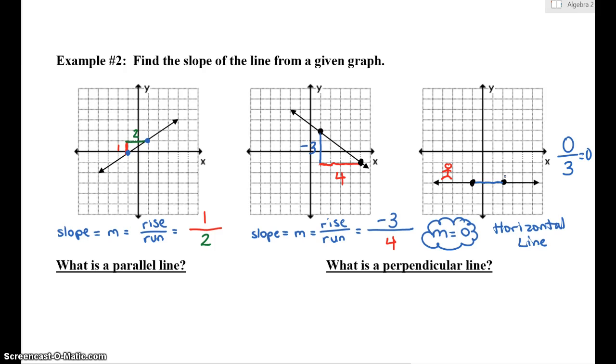All right. I hope that was helpful so far. So let's go into this idea of parallel lines and perpendicular lines really quick.